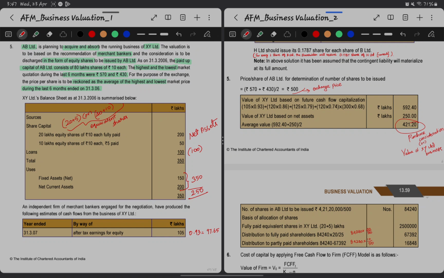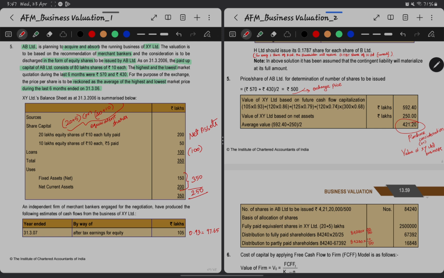Practical Question 5. AB Limited is planning to acquire and absorb the running business of XY Limited. The valuation is to be recommended based on the recommendation of merchant bankers, and the consideration is to be discharged in the form of equity shares issued by AB Limited. So, exchange of shares is happening in this acquisition.